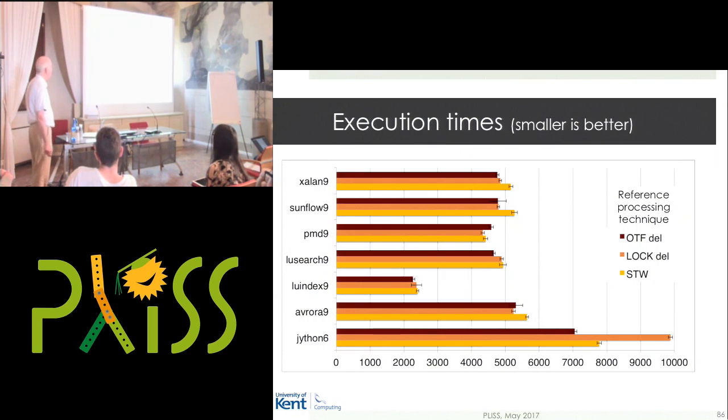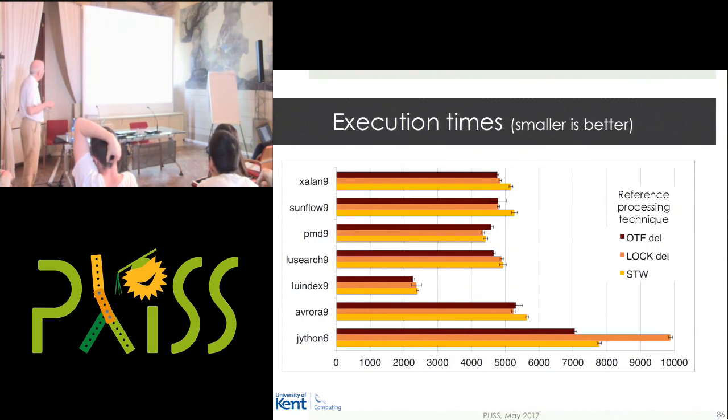One thing that was really interesting is we measured execution times. So there are three things you can do. The first thing you could do is you can stop the world while you process all the reference types. The second thing you could do is you could say, well, I'm going to use a big fat lock to make sure that we process these, so when we try to deal with reference types, the mutators are locked out. Or you could do it on the fly.